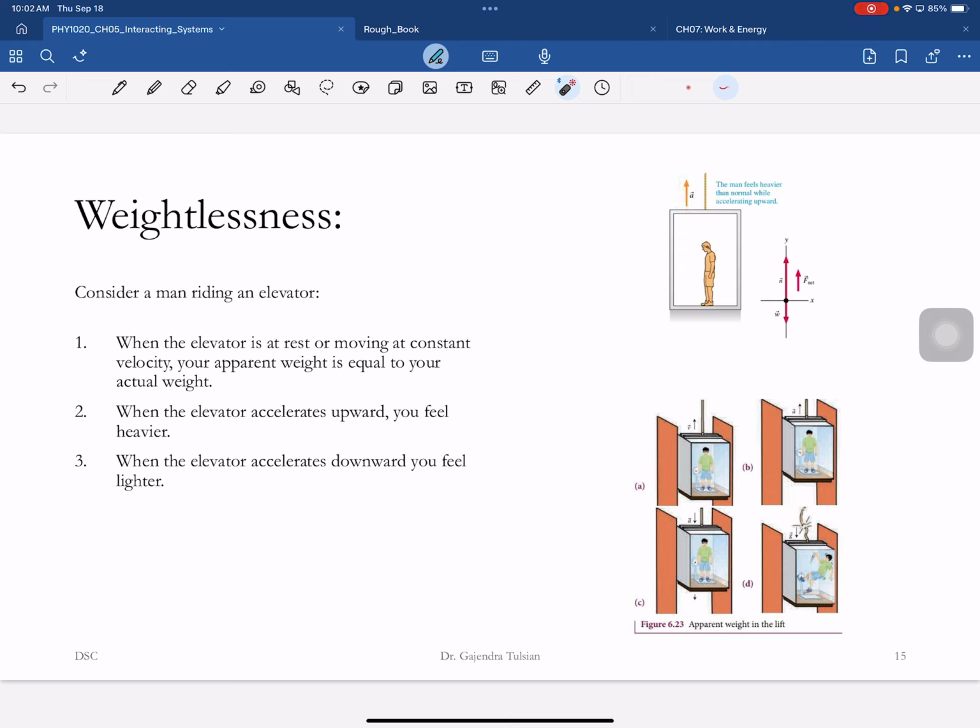When you're accelerating upwards, your apparent weight is higher than your actual weight because you need a net upward force to accelerate. When an elevator is at rest, or moving at constant velocity, your apparent weight is equal to your actual weight. When the elevator accelerates upward, your apparent weight is heavier. When it accelerates downward, you feel lighter. Okay?